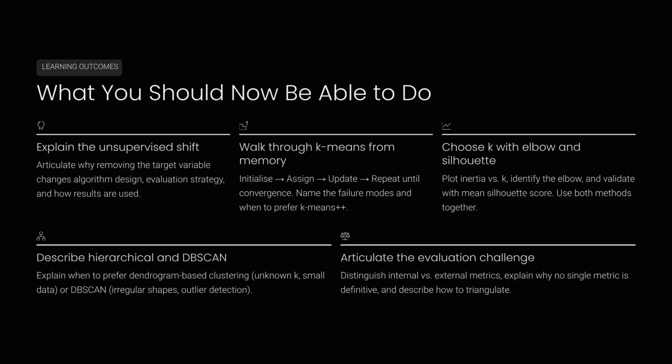You should now be able to explain the unsupervised shift, walk through the k-means algorithm, choose k using the elbow and silhouette methods, and describe when to use hierarchical and DBSCAN clustering. Finally, you can articulate the challenges in evaluating clustering results.